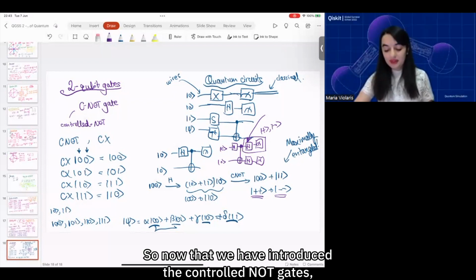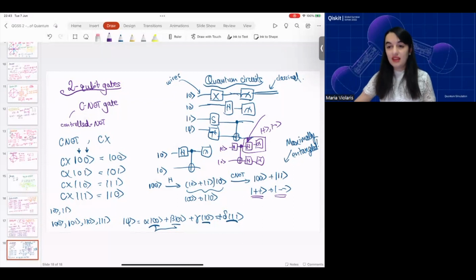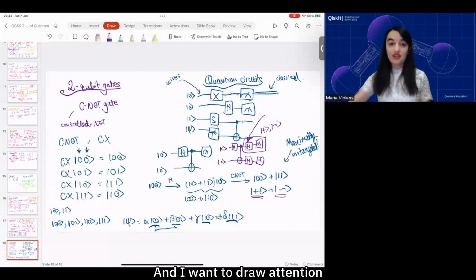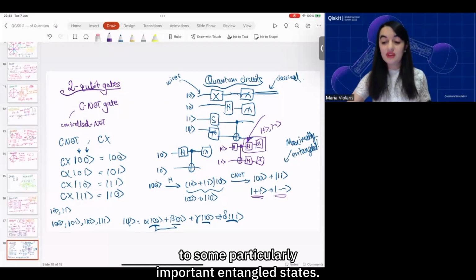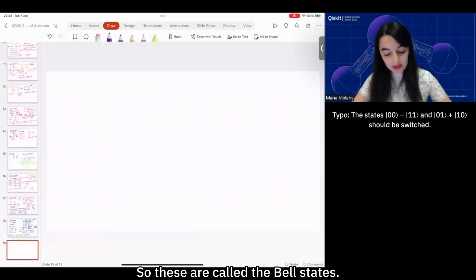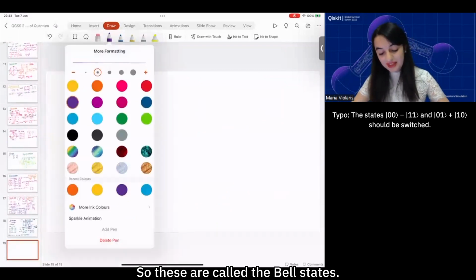So now that we have introduced the controlled NOT gates, we can see that we can create these entangled states. And I want to draw attention to some particularly important entangled states. These are called the Bell states.